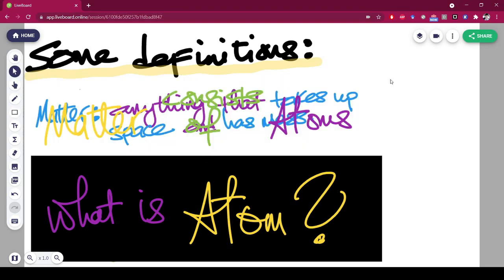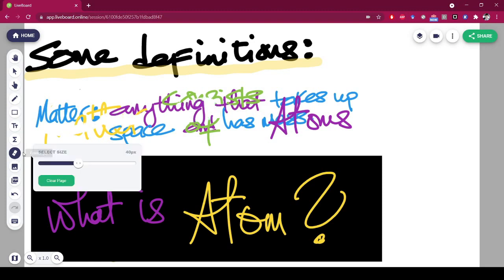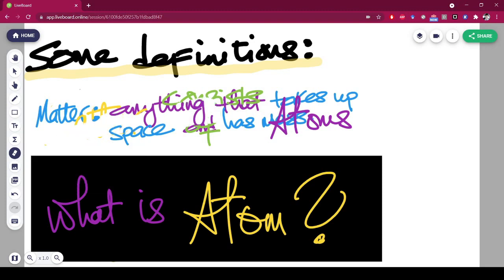So the general definition for matter is that matter is anything that takes up or occupies space and has mass. So if you occupy some space and you have mass, then you matter. Okay? So what is an atom then? That is the question.